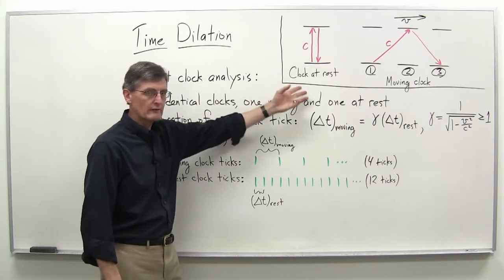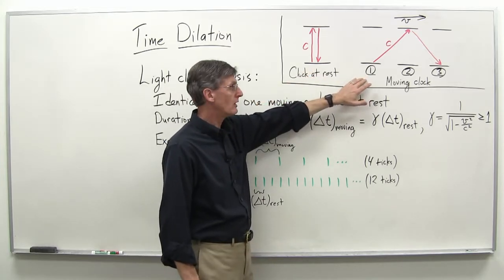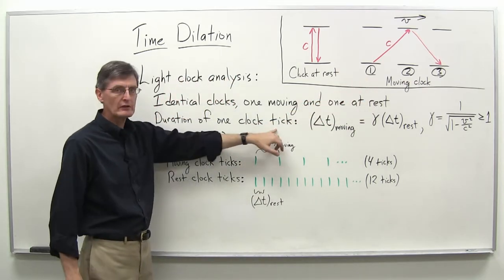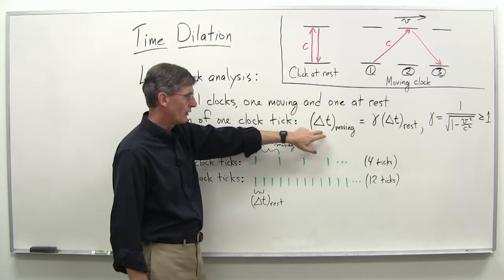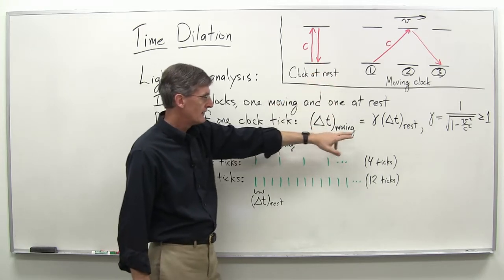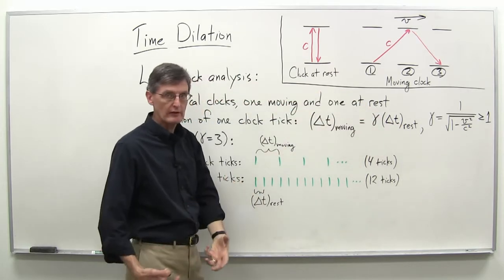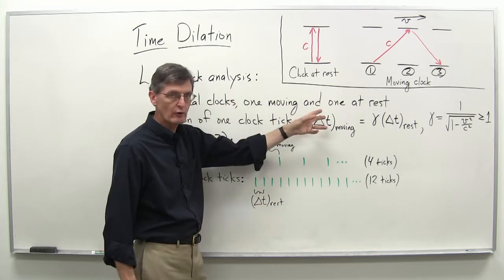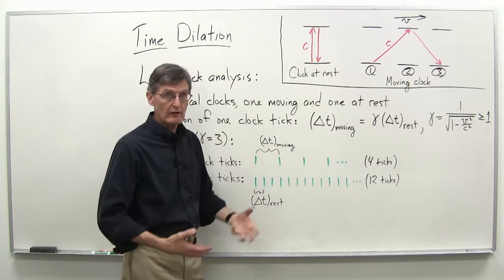So, clock at rest. Bob has his clock at rest. Alice, moving clock. So Bob is observing her moving clock, and our conclusion was that the duration of one clock tick, Bob observing Alice's moving clock, equals some factor gamma times one clock tick for his clock at rest, which again is identical. So we've got two identical clocks here. And yet by putting one clock into motion, all of a sudden, from Bob's perspective, the clocks are running differently.